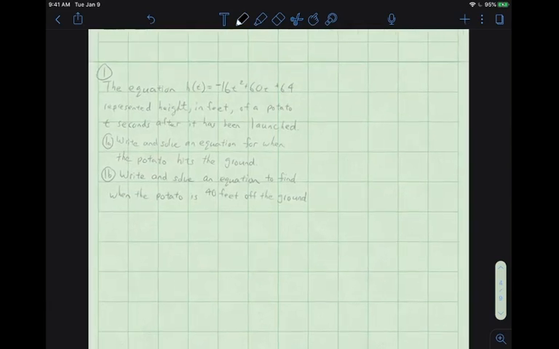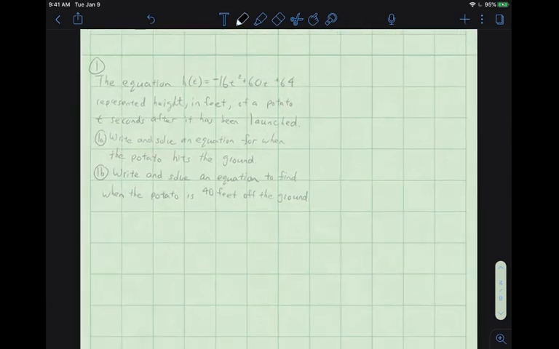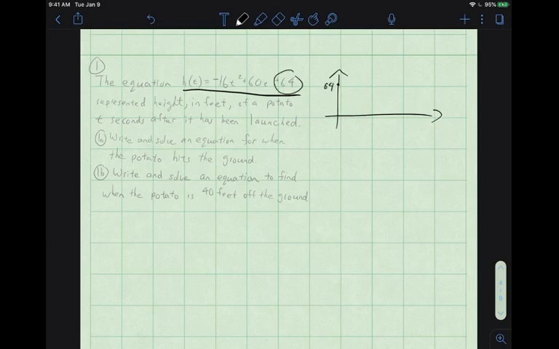I have here the first equation, which is the height of a potato after t seconds after it's been launched. So here's the main part. We need that equation. We have to write and solve for when it hits the ground, by sketching a little graph of what it looks like. It starts up here, right? Because I know this is the y-intercept. It starts at 64, goes up, and then eventually comes back down.